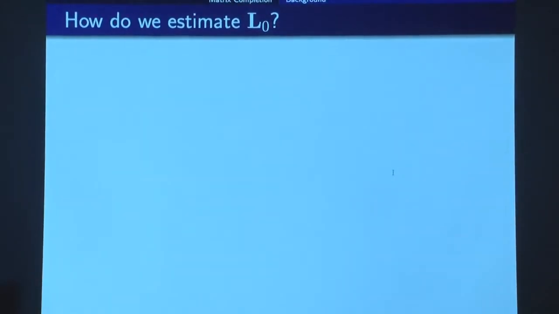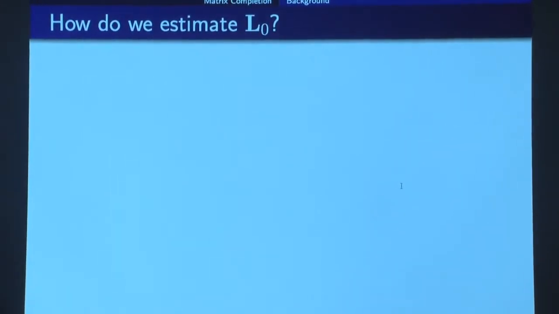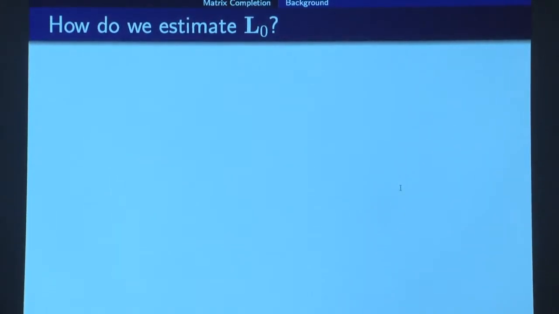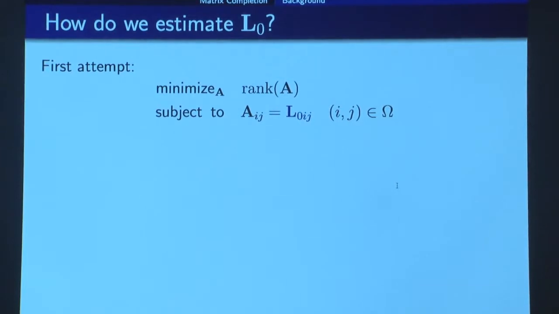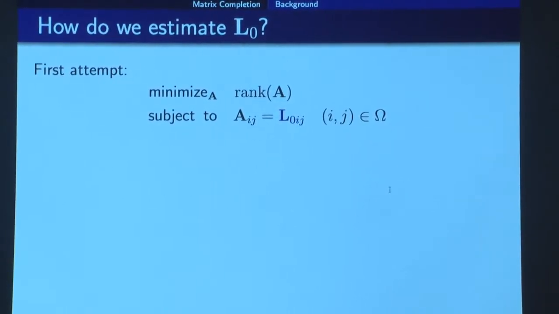OK, so it turns out those are the only things that could go wrong. So let's figure out how we could actually estimate our matrix, assuming these bad things don't happen. So how do we estimate L0? Well, we know L0 is low rank. So what we might do is find the matrix with the smallest rank that matches the entries that we've seen.